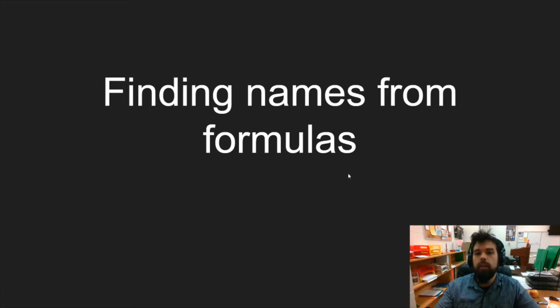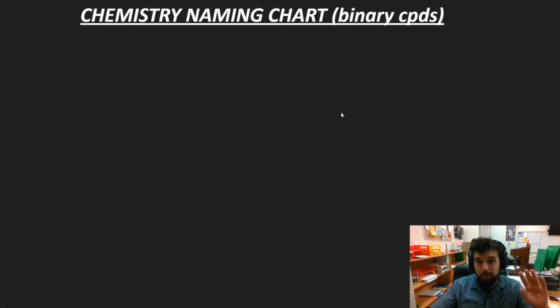Stick with me. Now we need to talk about finding names from formulas. We looked at how to find formulas from names. Now we're going to flip it around. Names from formulas. And to do that, we're going to have to go to a flowchart. All right, so we're going to build a flowchart for naming compounds that, if followed correctly, will always give you the correct name. As long as you follow this, you should be in the clear.